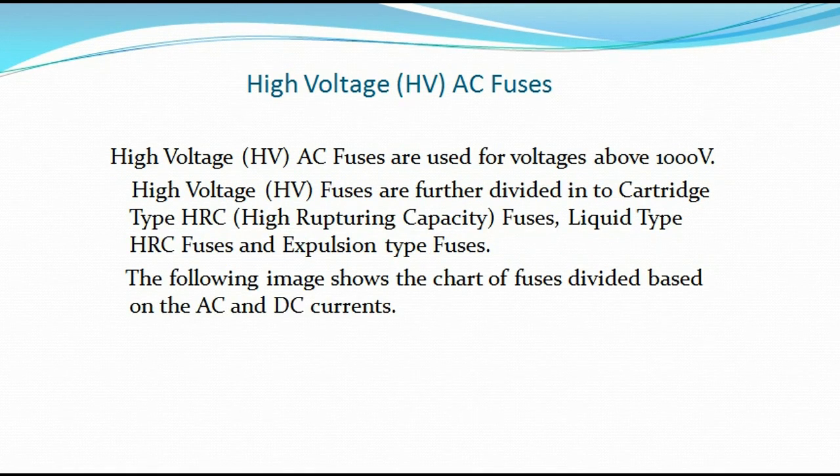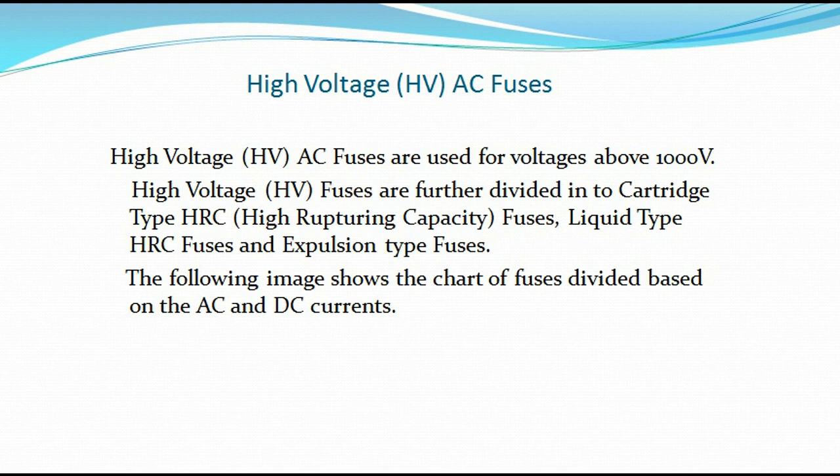Now, high voltage fuse in the same AC, which I told you we have low and high. High voltage fuse under AC are used for voltage above 1000 volts. Remember, low voltage fuse is used below 1000, which means from 0 volts to 1000 volts. Now high voltage fuse is used above 1000, which means from 1001 volts and above.